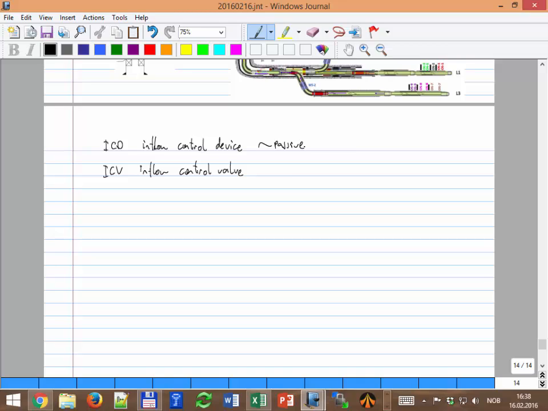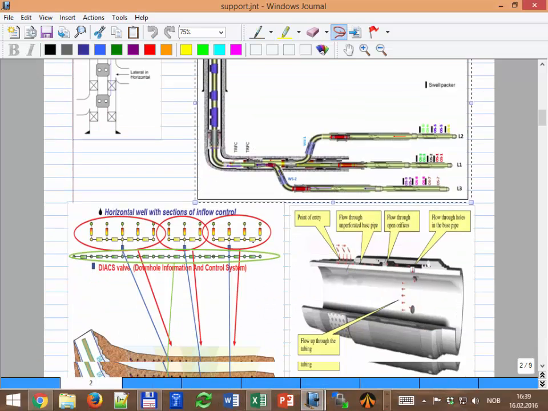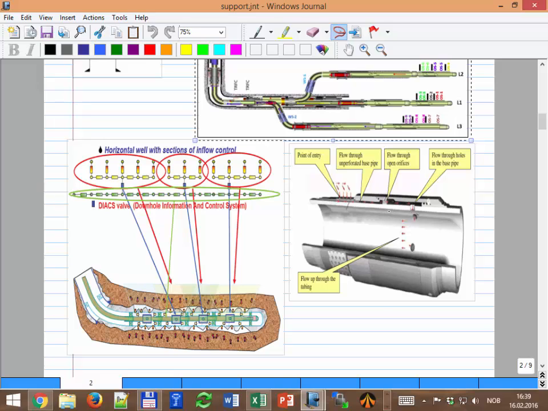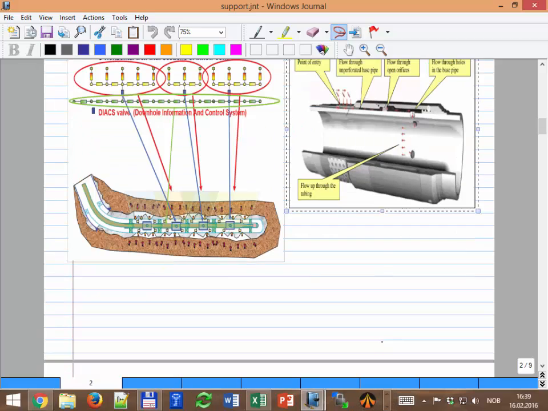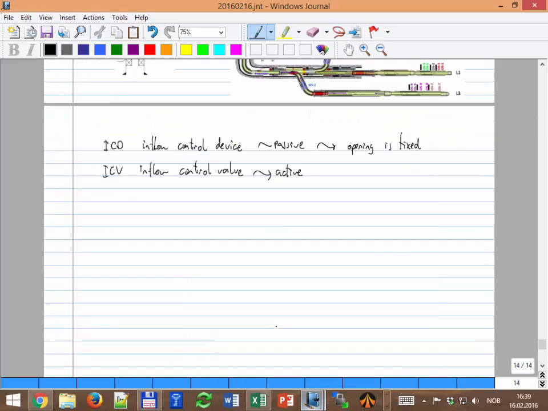That means it's like a positive choke. The opening is there all the time, the opening is fixed. It's equivalent to a positive choke or a bean choke. And you also have active ones, where you have some regulation, you can regulate. So how do those monsters look? Actually we have one in the lab, so if you're curious and want to see one real size, you can go and take a look.